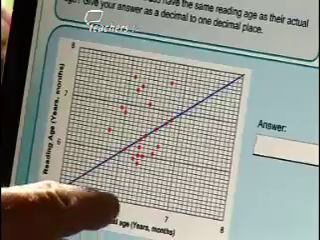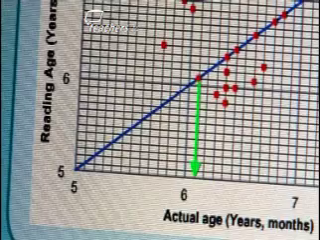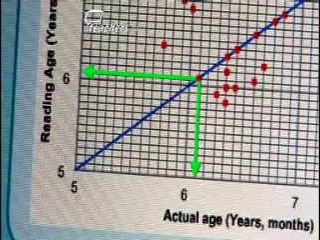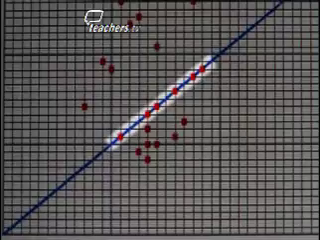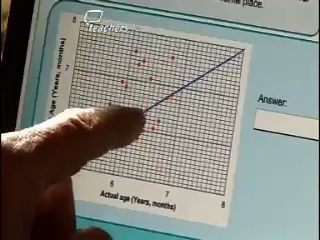So, we need to know the number of pupils who have the same reading age as actual age. Let's look for one. Here's one. Its actual age is 6 years and 1 month, and its reading age is 6 years and 1 month. And here's another one. These are all connected on the same line. This diagonal line shows all the pupils who have the same reading age as actual age. So let's count the number of pupils on the line. 1, 2, 3, 4, 5, 6. So there are 6 pupils with the same reading age as actual age.